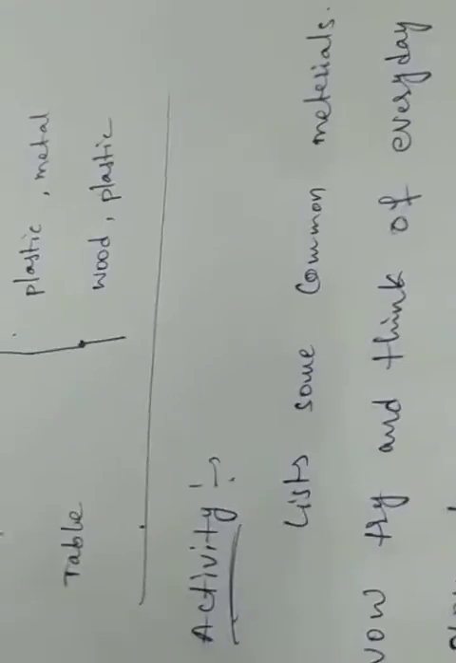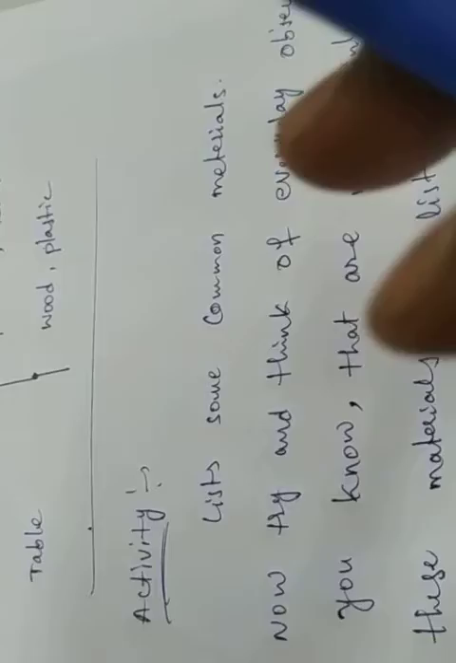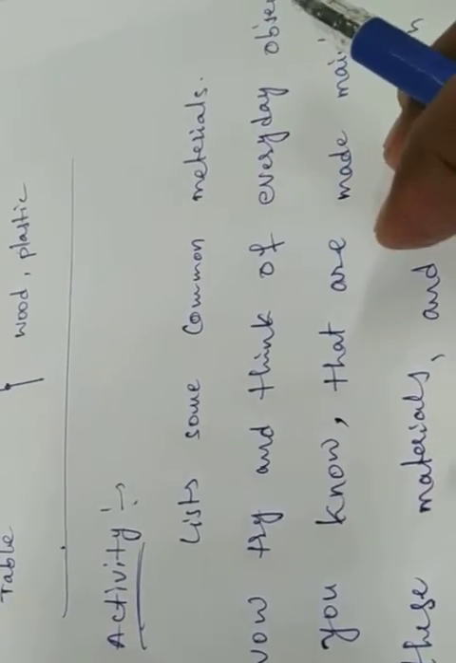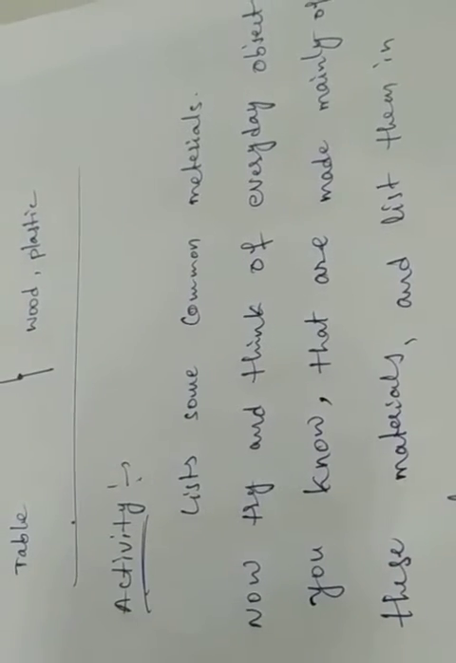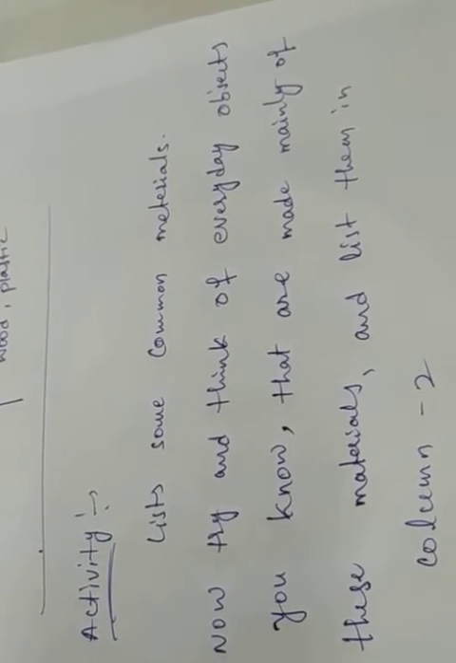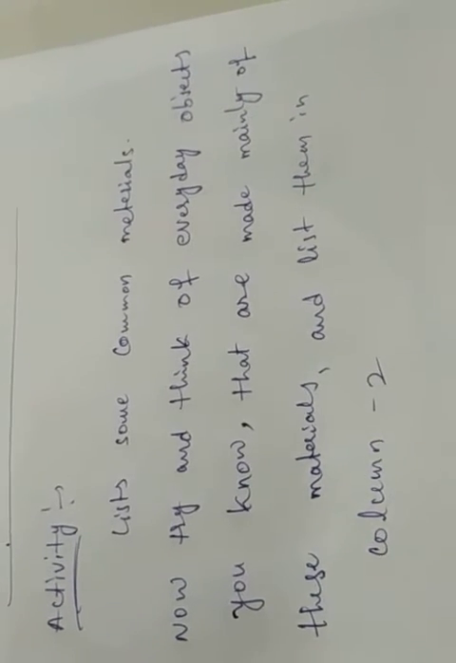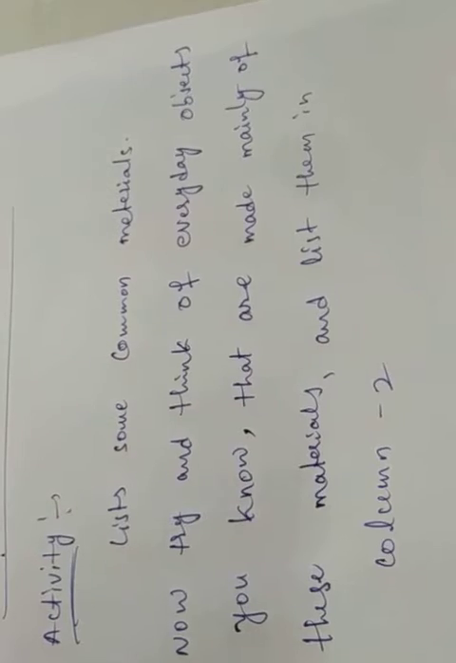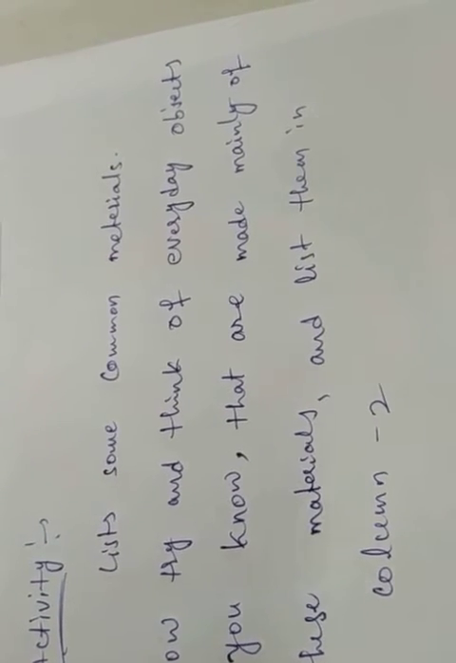Here we have to take two columns. What is the activity? In this activity we have to list some common materials. Now try and think of everyday objects you know, objects that are made mainly of these materials, and list them in column 2. So, objects made of these materials.